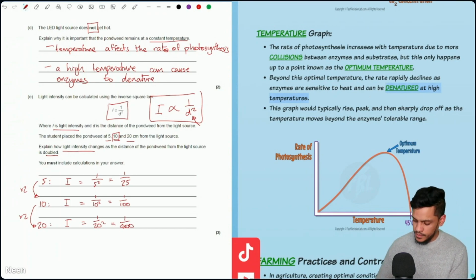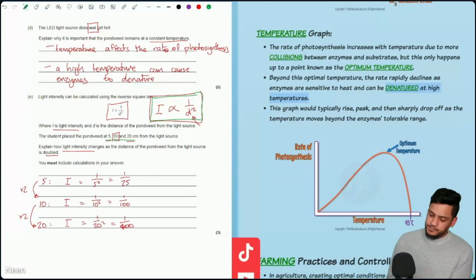Okay, I hope everyone's following. Tell me if you're not. Tell me if it doesn't make sense. So what I've simply done is I've subbed in the values they've given us into the relationship that they've asked us to prove. Okay. And the question's asking, how does light intensity change as the distance changes? So the distance is this. The distance is doubling here. Distance is doubling here. This is what the light intensity is.